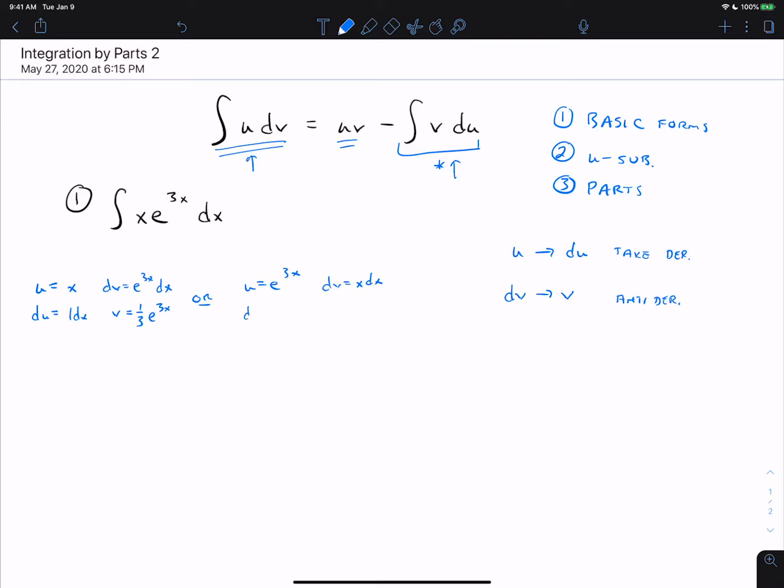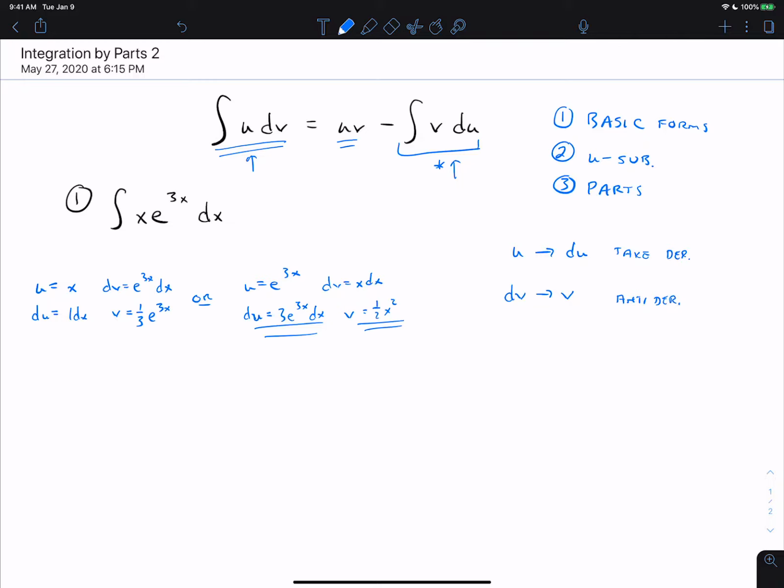If you do the setup on the right, du is then e to the 3x dx, and v is 1/2 x squared. When we multiply v times du together, we get a coefficient outside, but we get x squared e to the 3x, which is harder than the integral that we started with.